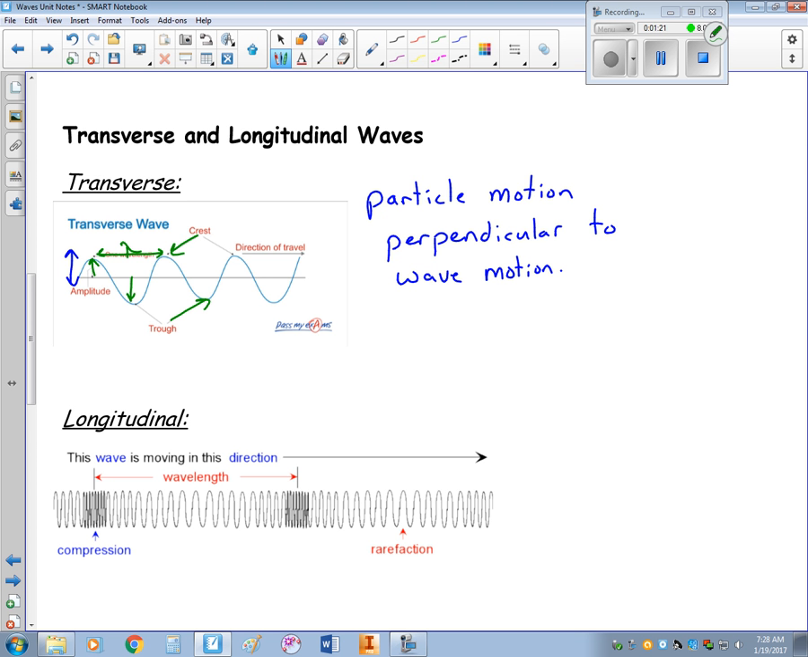So that would be a transverse wave. Some examples of transverse waves would include water, if you were to take a rope and sling it up and down, even some electromagnetic waves.